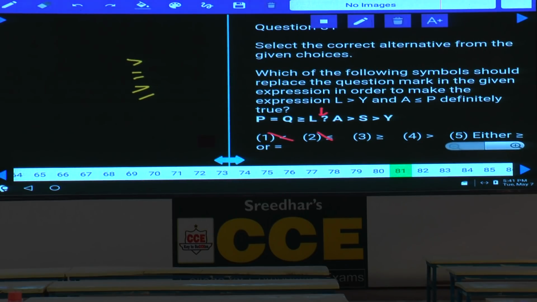Now we are left with either 3 or 4. Then coming to the next one, L greater than Y, A lesser than or equals to P. Now P is here, and P greater than or equals to A or equals to A, isn't it? Hence what is your answer here? Choice 5. Now in choice 5, only greater than or equals to and equals to, then we can definitely say that L greater than Y as well as A lesser than or equals to P, definitely true. Choice 5 is the answer.